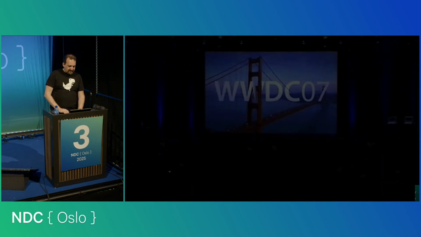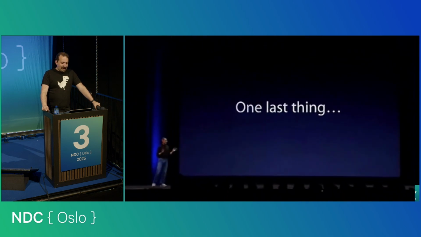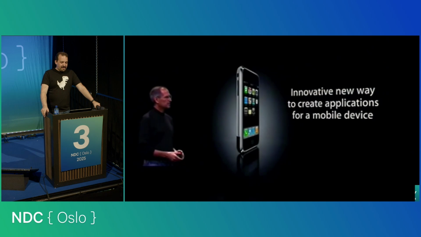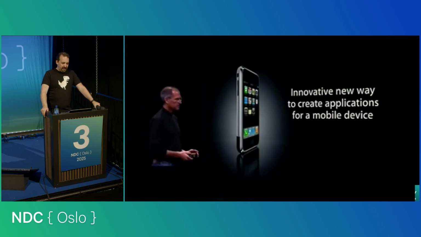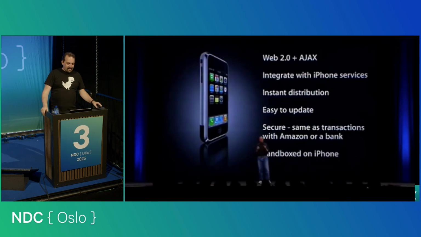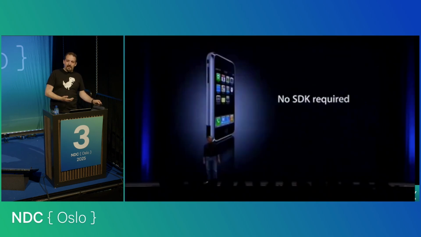So, in fact, I'm not sure how many of you were doing web apps in 2007. But this is Steve Jobs at WWDC with one last thing. And he was talking about how to create apps for the iPhone for the first time. There was no App Store, no SDK. And initially, it was an innovative new way to create applications for a mobile device. And it was just the web. We were using the Ajax term that integrated with iPhone services, instant distribution, easy to update, okay? And he was just presenting how you will develop apps for the iPhone, no SDK required, okay?